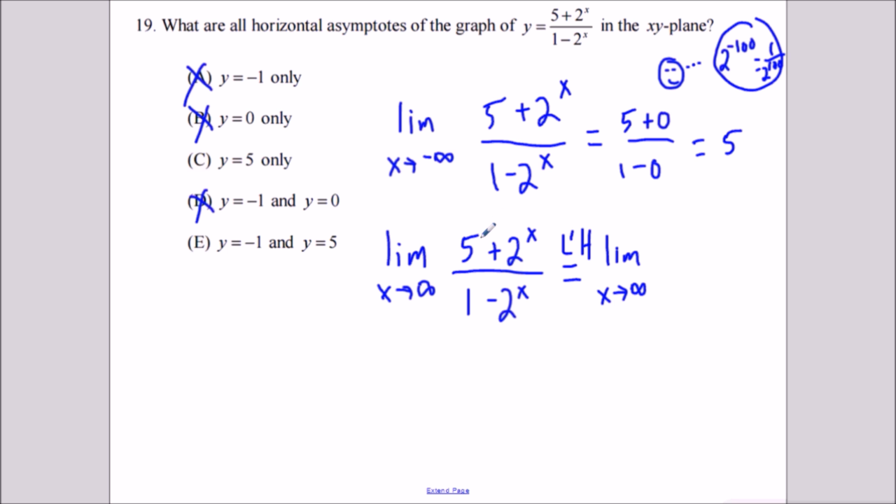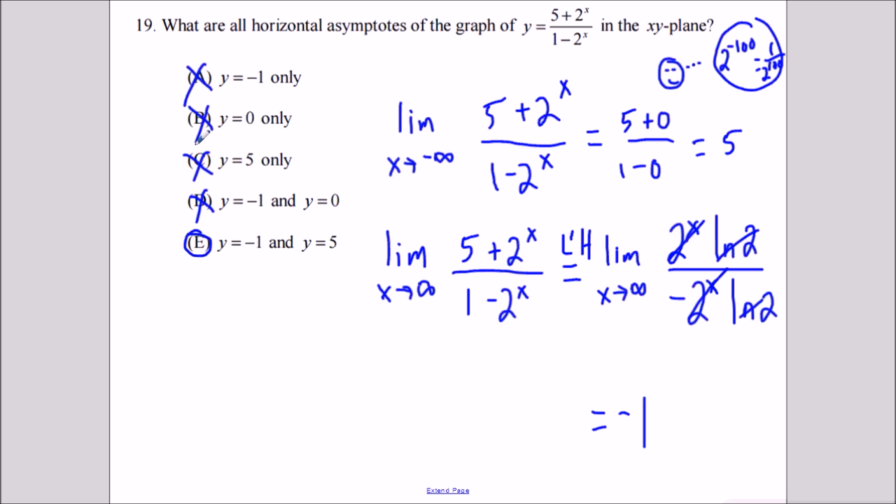So we take the derivative of the numerator. The derivative of 5 is 0, and the derivative of 2 to the x is 2 to the x natural log 2. And in the denominator, the derivative of 1 is 0, and then we have minus the derivative of 2 to the x, which is still 2 to the x natural log 2. Now everything cancels algebraically, and you'll have 1 divided by negative 1, which is negative 1. So it is choice E, because y equals negative 1 is also a horizontal asymptote for the graph of y equals.